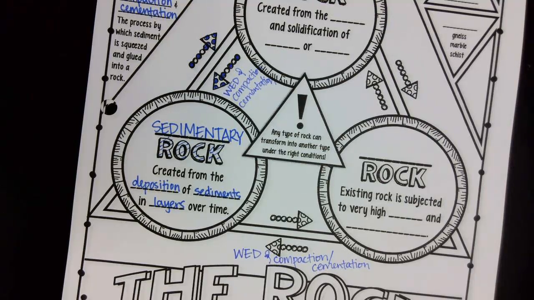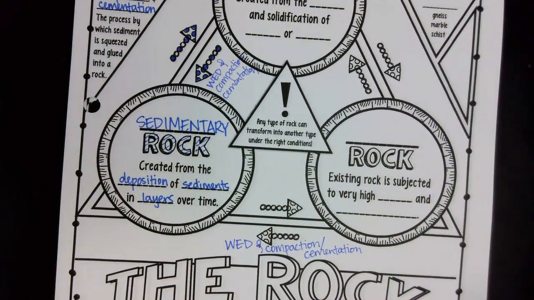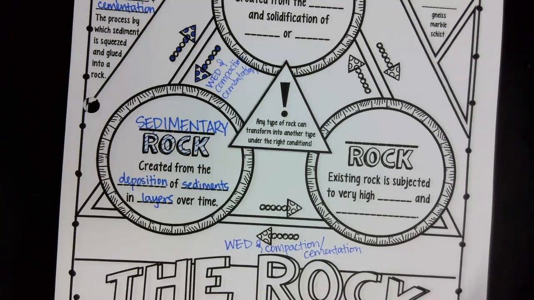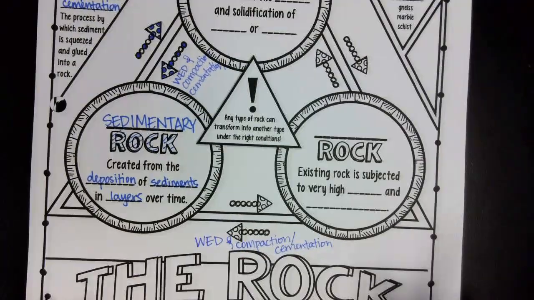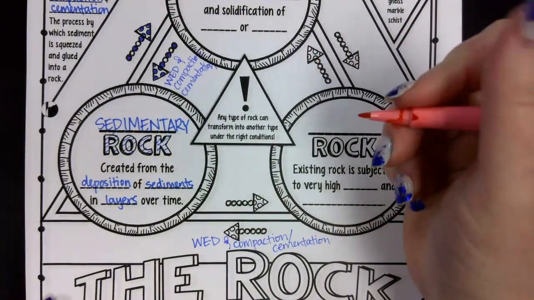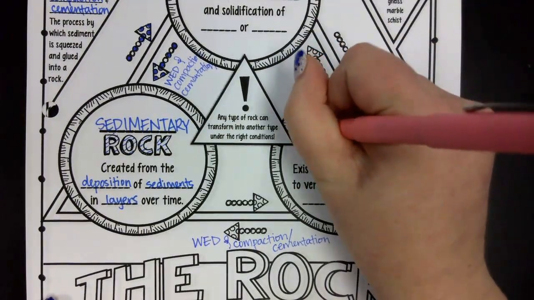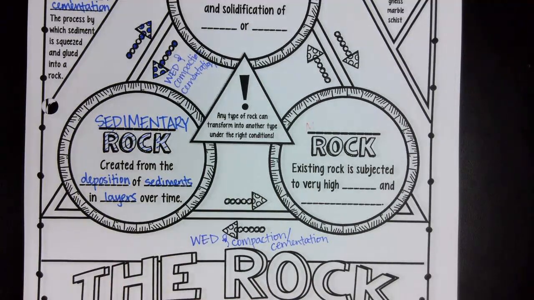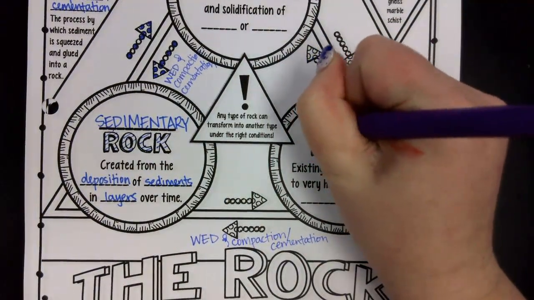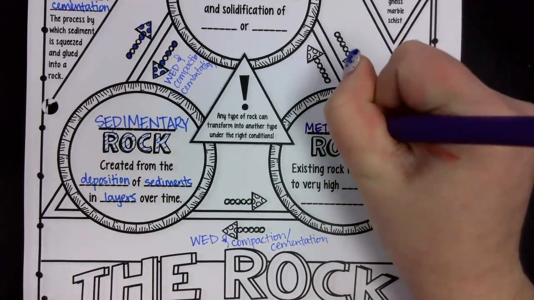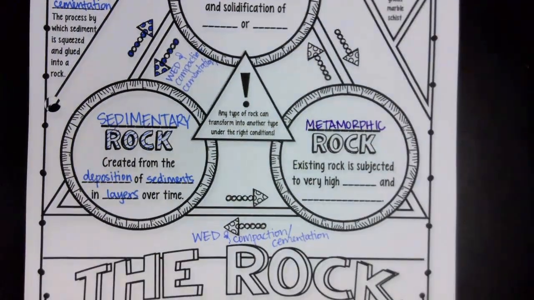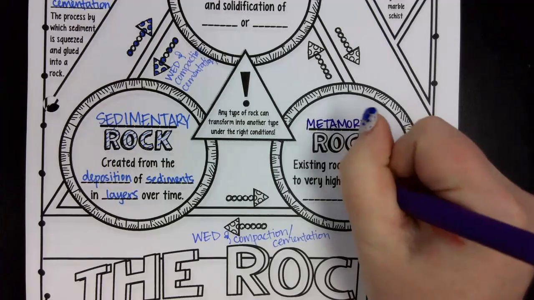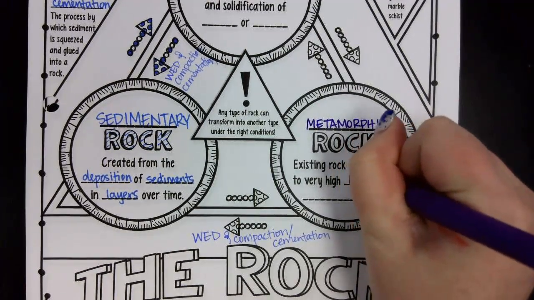Last week, we also talked about metamorphic rocks. That was on Thursday. We talked about how shale can become slate. We talked about limestone becoming marble. Those both started out as sedimentary rocks, but they turned into metamorphic rocks. So in the right over here, we have metamorphic rock. So metamorphic rock is formed by existing rocks that are subjected to very high heat and pressure.